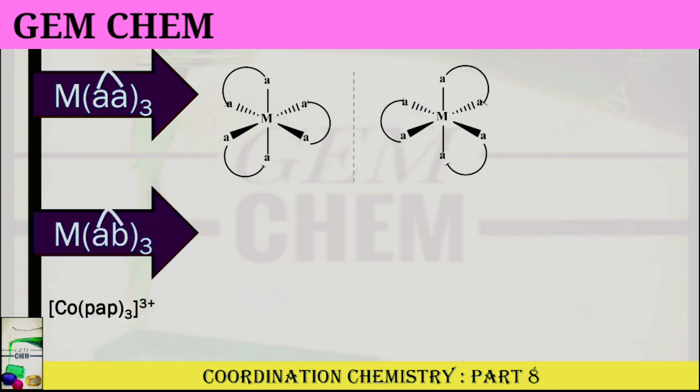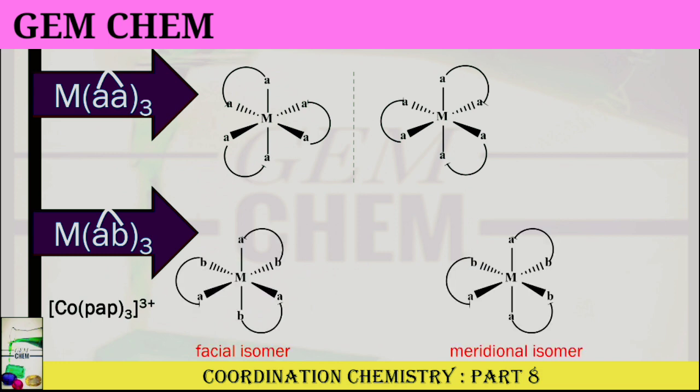Now we are going to see our next one, that is M(AB)3. So here also, since it is a question of (AB)3, it is just like MA3B3. So here you are going to see the fac isomer and the mer isomer. So these are the fac isomer and mer isomer.